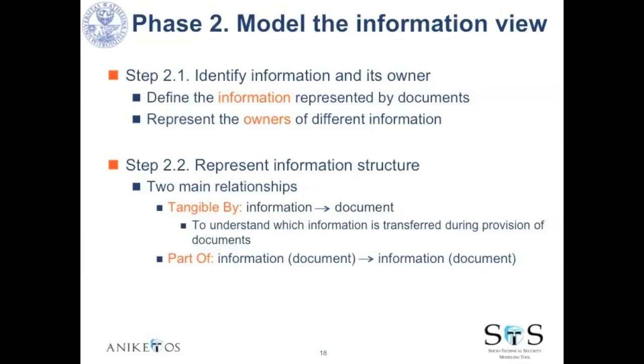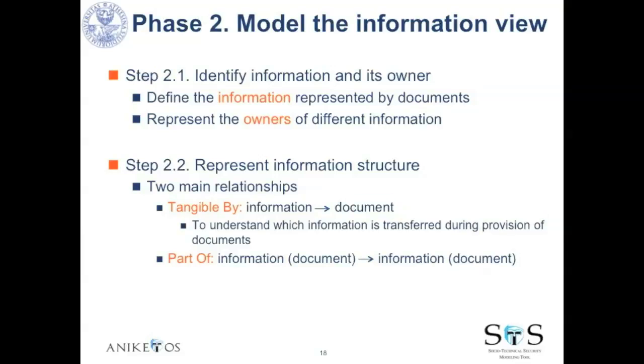And apart from that, in the information view, we also keep track of the information structure by means of two main relationships. The first one, tangible by, is important because we keep track of which information is made tangible by which document. And secondly, part of is helpful to capture composite information or composite documents. Say we had itinerary details, which was an information that included both destination and schedule.